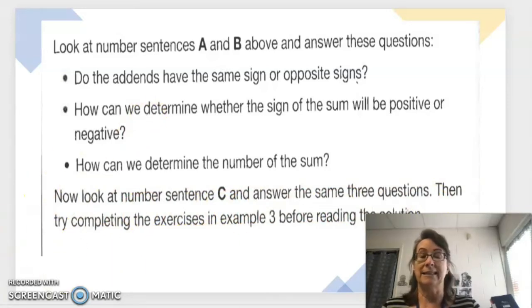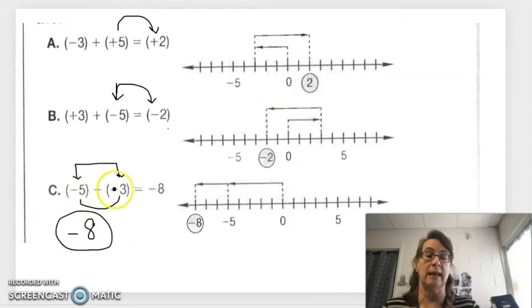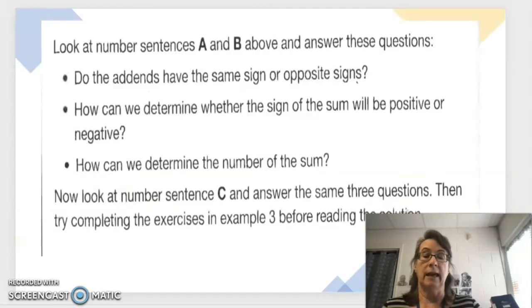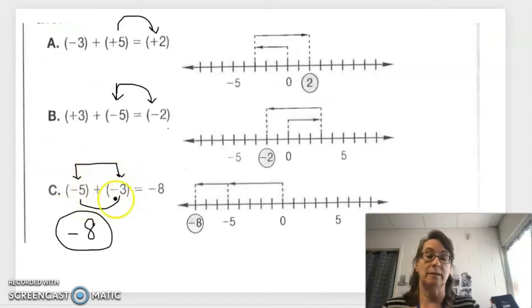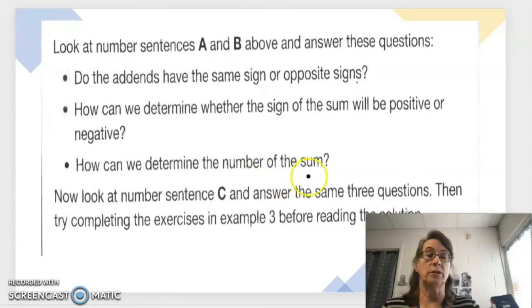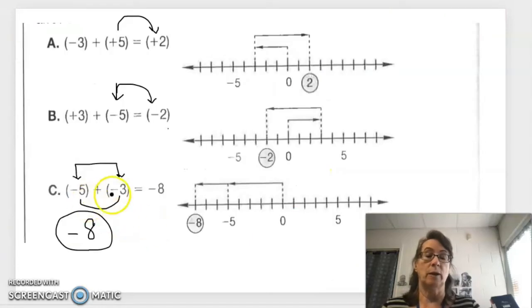Okay, so in C, it says, do the addends have the same sign or the opposite sign? Remember in C, they had the same sign. Okay, and then how can we determine whether the sign of the sum will be positive or negative? Because they are the same, they're both pulling in the same direction, it's going to be the same as, it's called the common sign. What they have in common. How can we determine the number of the sum? We're adding the 2 absolute values together, and then we're taking the common sign.